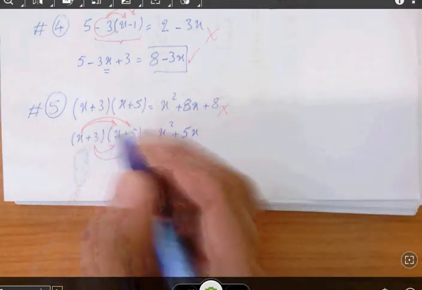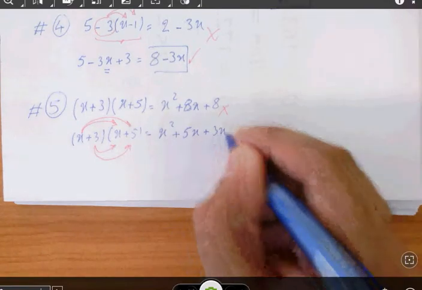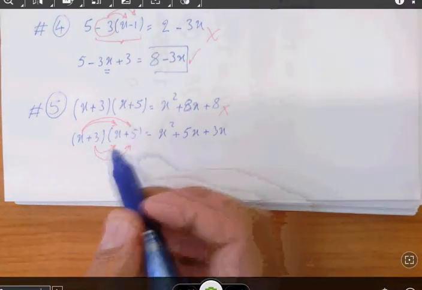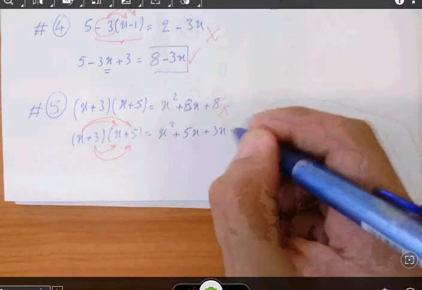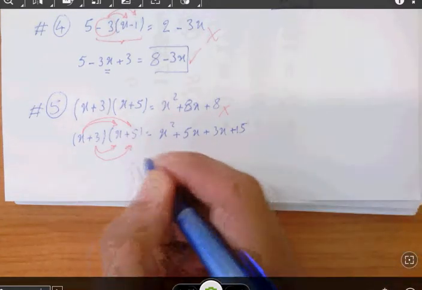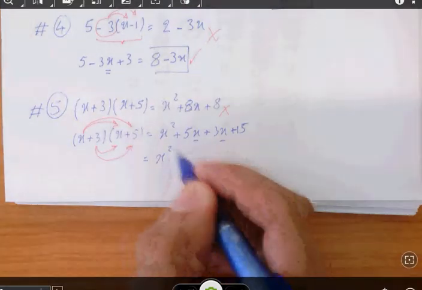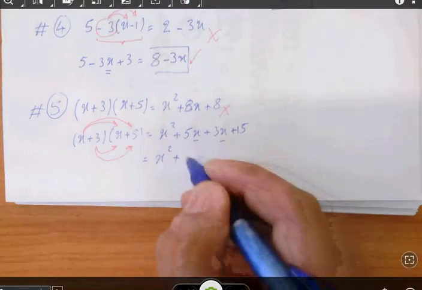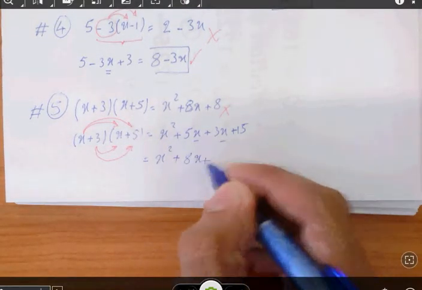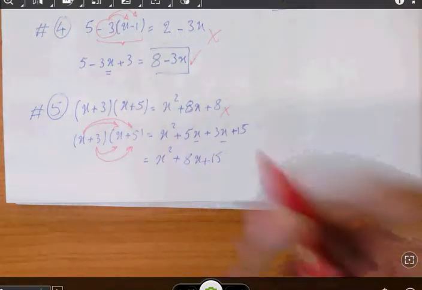And then 3 times x is 3x. And this is all positive, right? I don't need to think about it too much. 3 times 5 is beautiful, 15. Now I need to go collect like terms. Well, the only like term I see is x. So I can write x squared plus 5x plus 3x is 8x plus 15. This is the right answer over here.